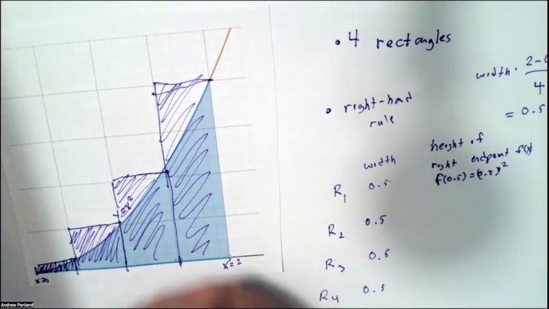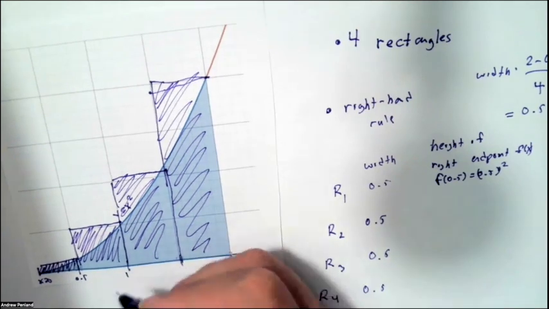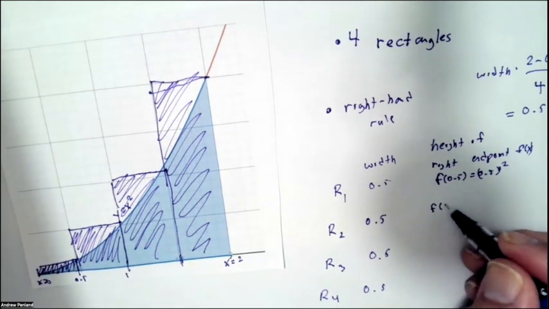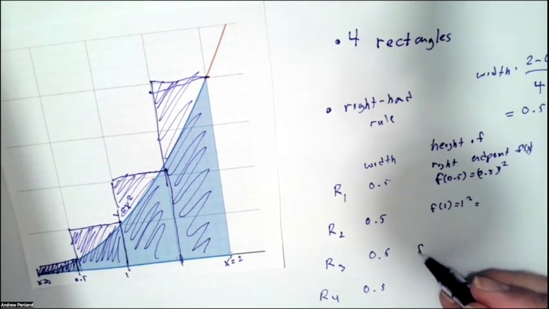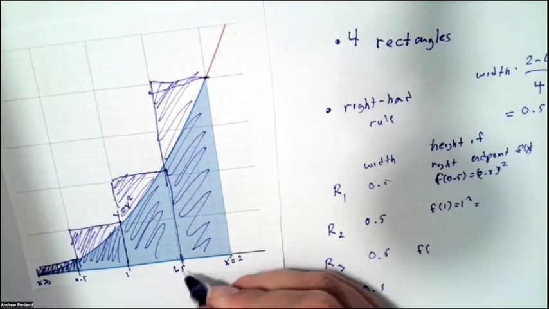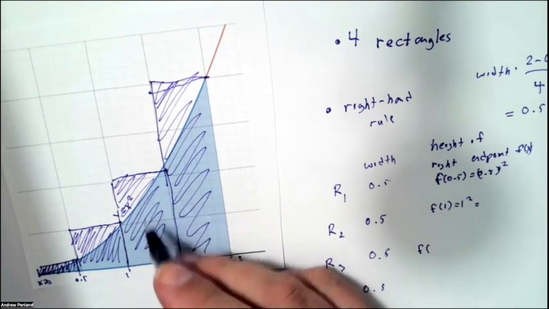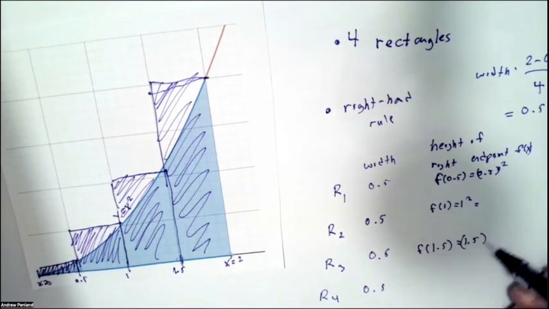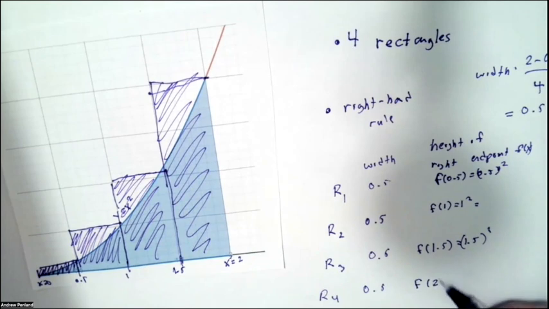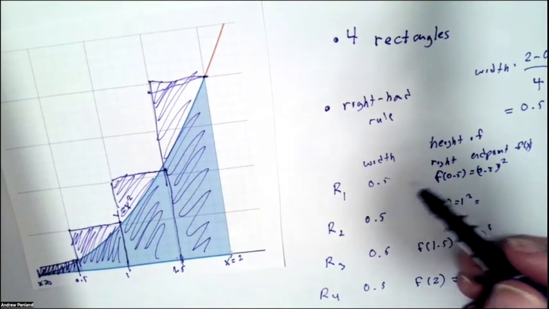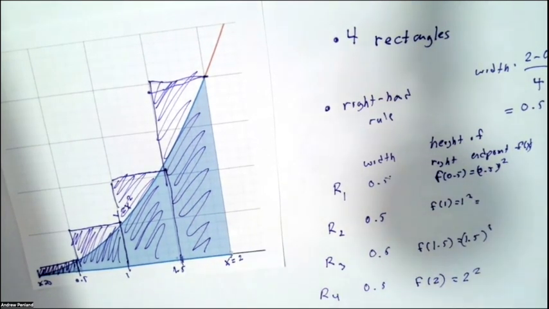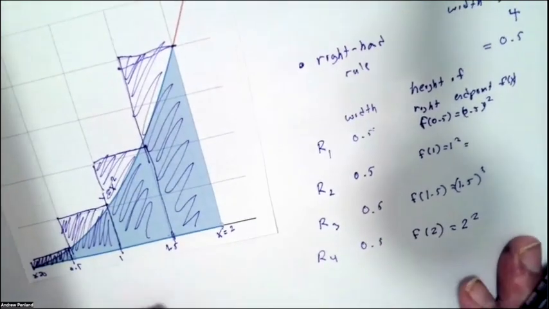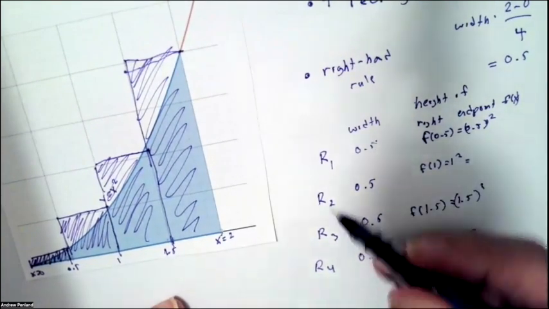Then for the second one that goes from 0.5 to 1, the height would be f of 1, which is 1 squared. The next right endpoint is 1.5, so the height for this rectangle will be f of 1.5, which is 1.5 squared. And finally, for the last one, we have f of 2, which is 2 squared. So I'm multiplying the width times the height to get all of these areas, and then adding them all up.